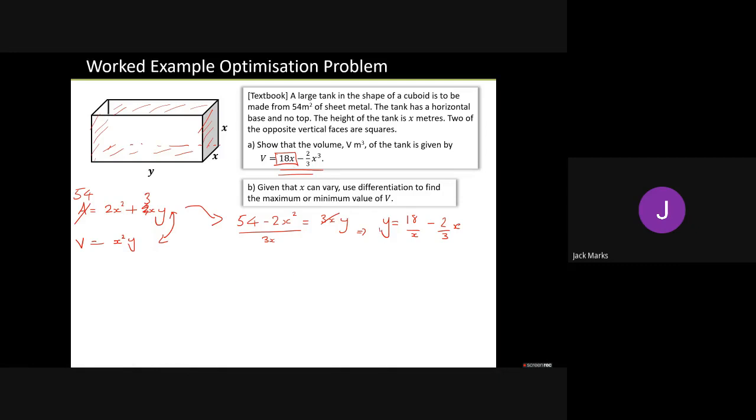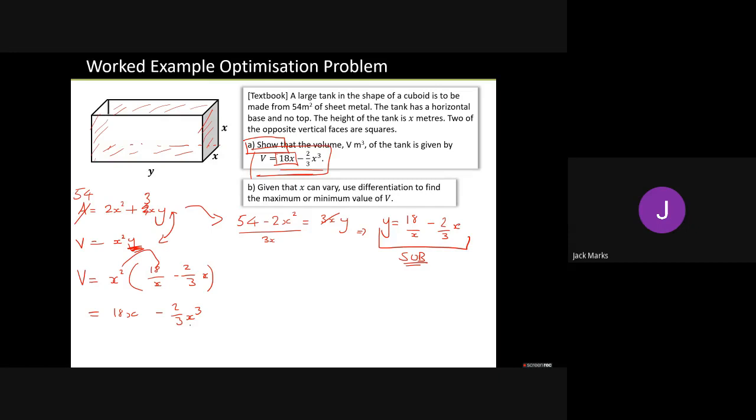So now I've done this part, I'm going to substitute this one into the other equation. So V equals x squared multiplied by 18 over x minus 2/3 x. And you can see I'm going to get 18x minus 2/3 x cubed, which is what they want on the show-that part. It's not the end of the world, by the way, if you don't get part A, because you can use the result in part A to answer part B.